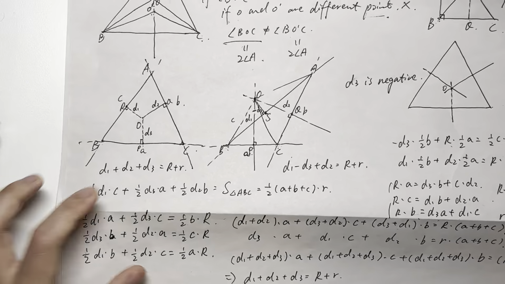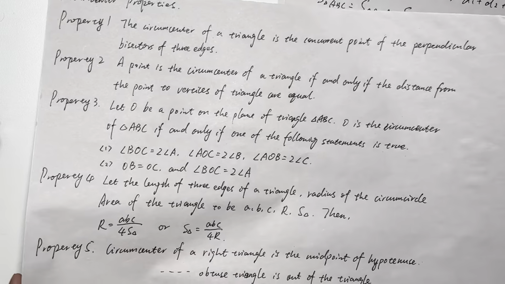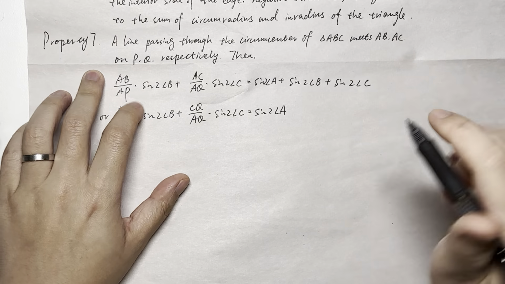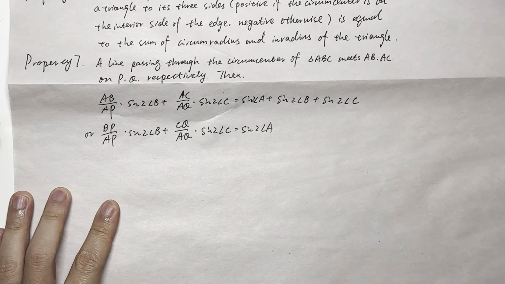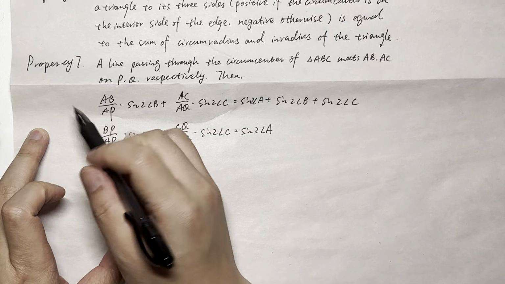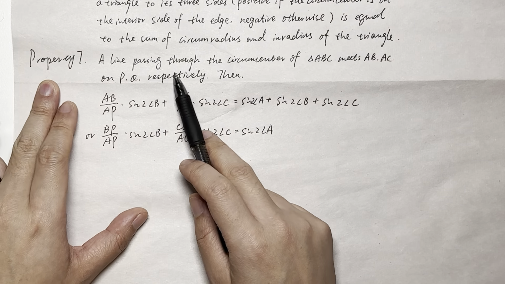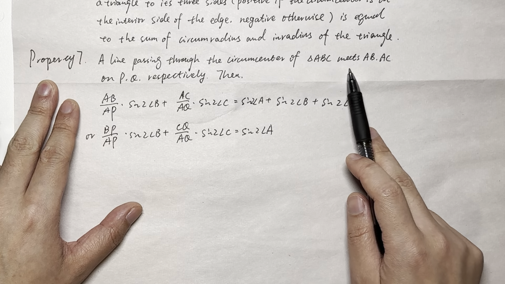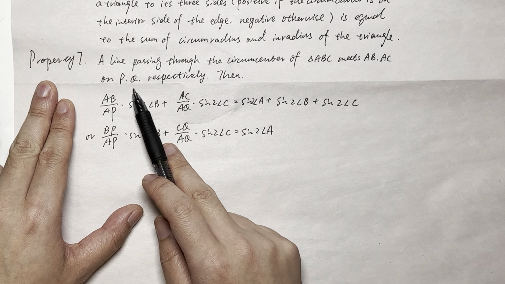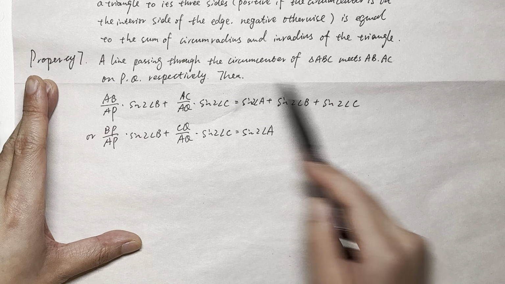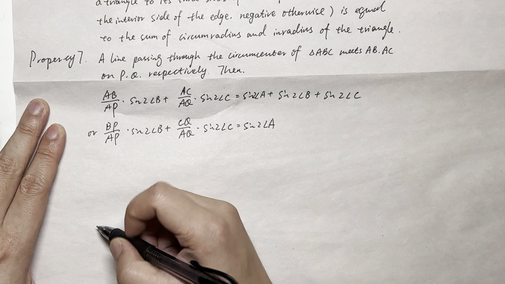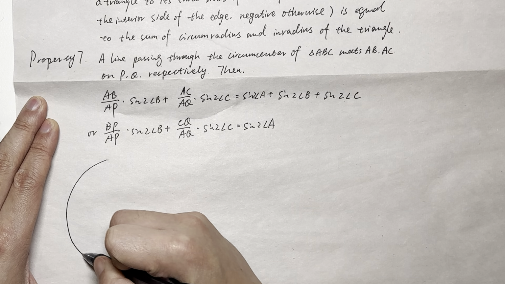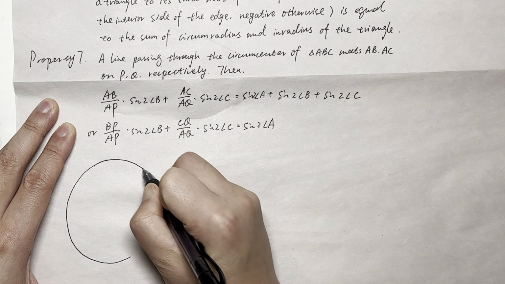Okay, that's problem 6. So let's look at property 7. Property 7 is saying that a line passing through the circumcenter of triangle ABC meets AB, AC at P, Q respectively. Then we have these, right? Let's first draw the circle here.